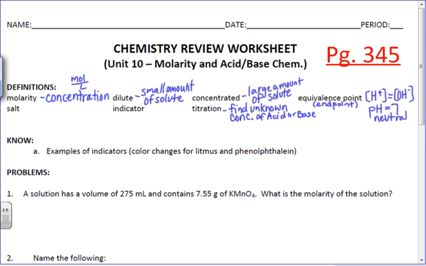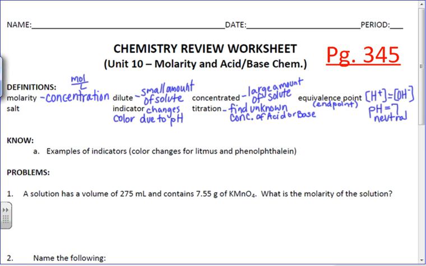And one of the things that we can use to determine when a solution will reach its endpoint during a titration is an indicator. An indicator can be anything that changes color to indicate the pH value, or whether it's acidic or basic. Sometimes you can get a wide range of different values, or sometimes, like with our phenolphthalein, it's either just clear or pink. And those are our only two choices.